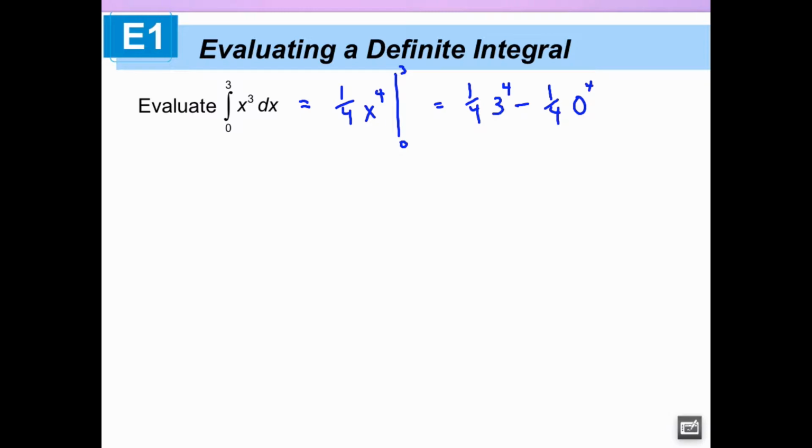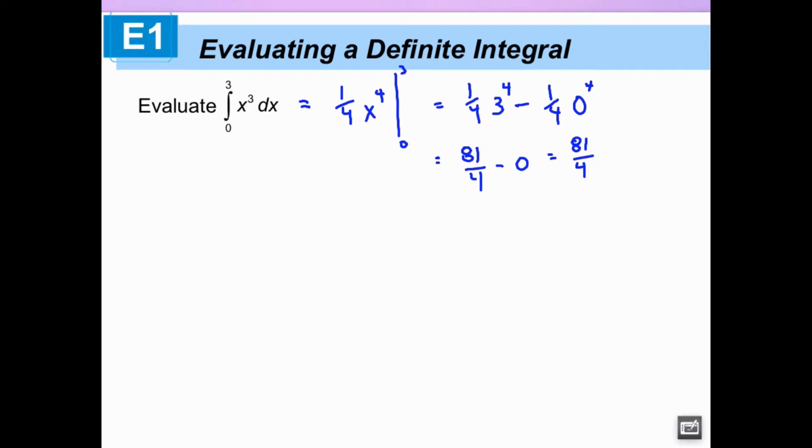So you plug in the bigger number first because it's f of b comma f of a. Anybody know what 3 to the 4th is? 81. 81 divided by 4 is 81/4 minus, what's 0 to the 4th? Good, times 1/4, 0, and sure enough, we get 81/4.